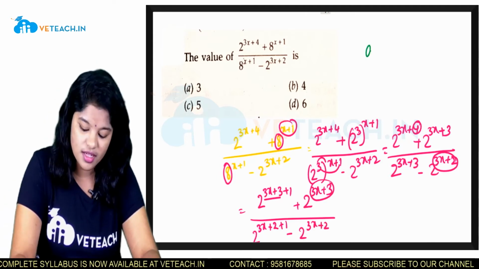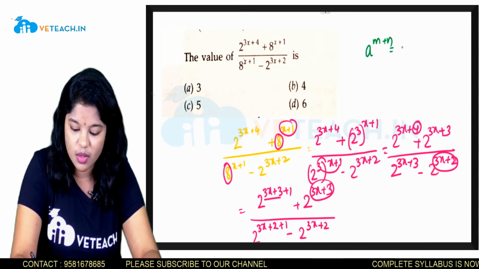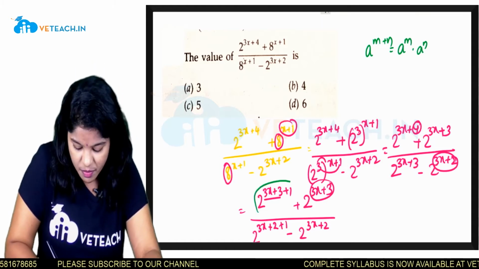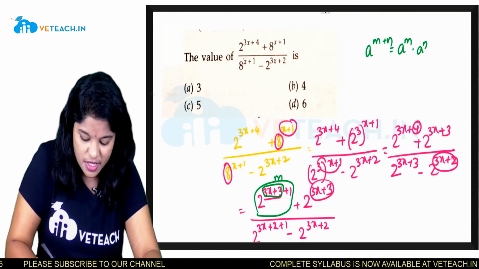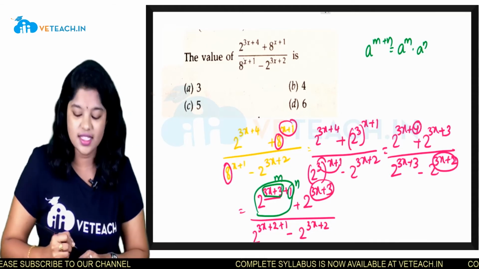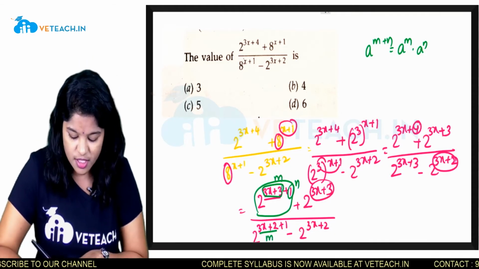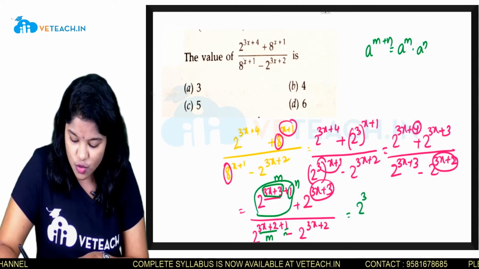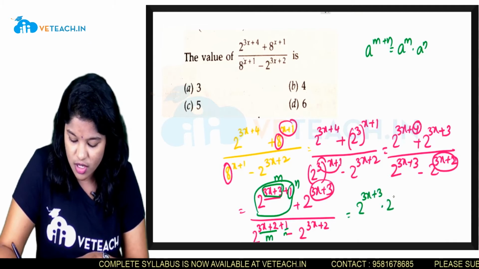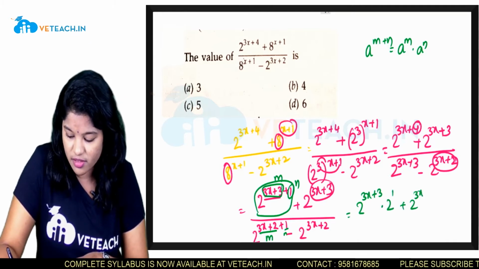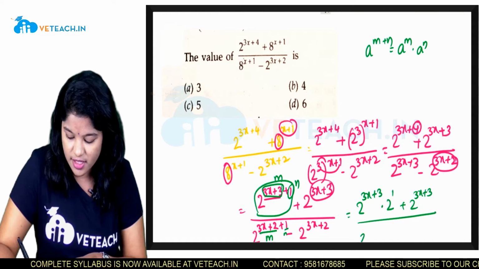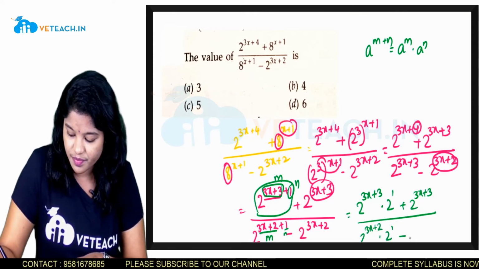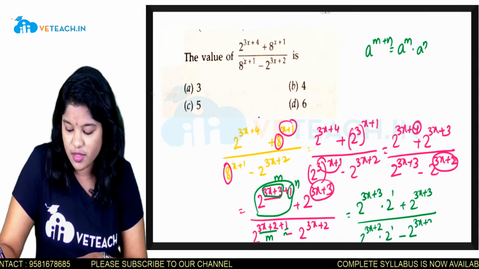We have a formula: a^(m+n) is equal to a^m into a^n. So I am splitting this, considering 3x plus 3 as m and this 1 as n. Similarly here also I am treating 3x plus 2 as m and this 1 as n. So it becomes 2^(3x+3) into 2^1 plus 2^(3x+3), divided by 2^(3x+2) into 2^1 minus 2^(3x+2).